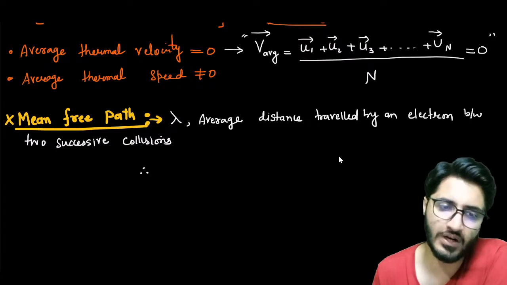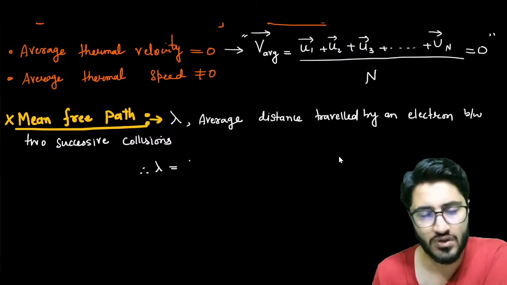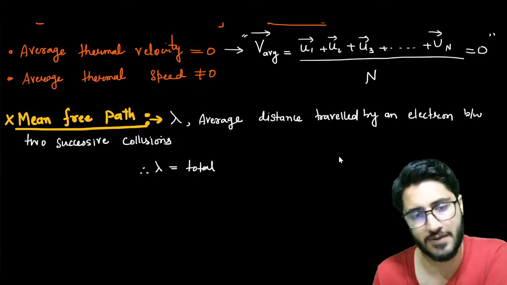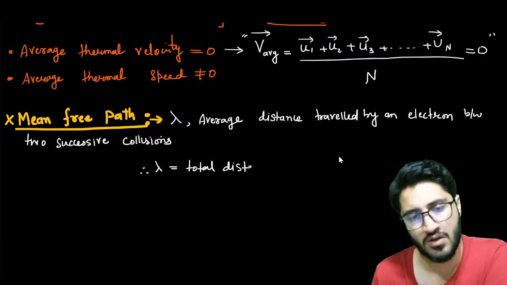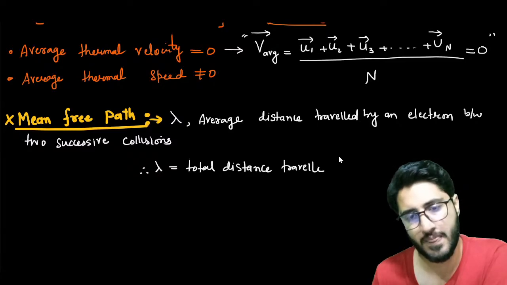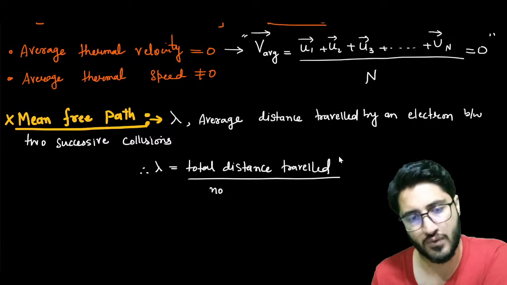So therefore, lambda is equal to total distance traveled divided by number of collisions.